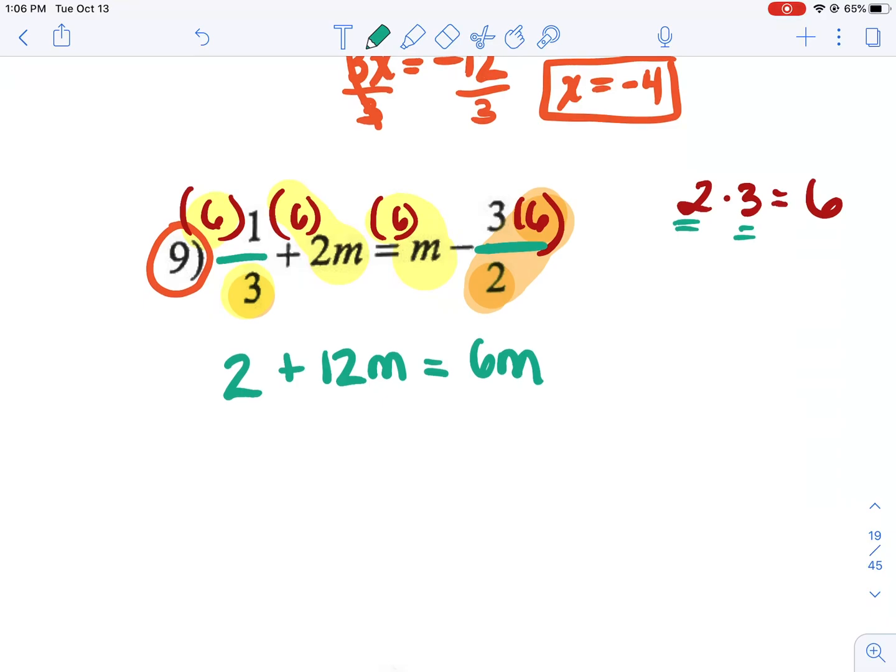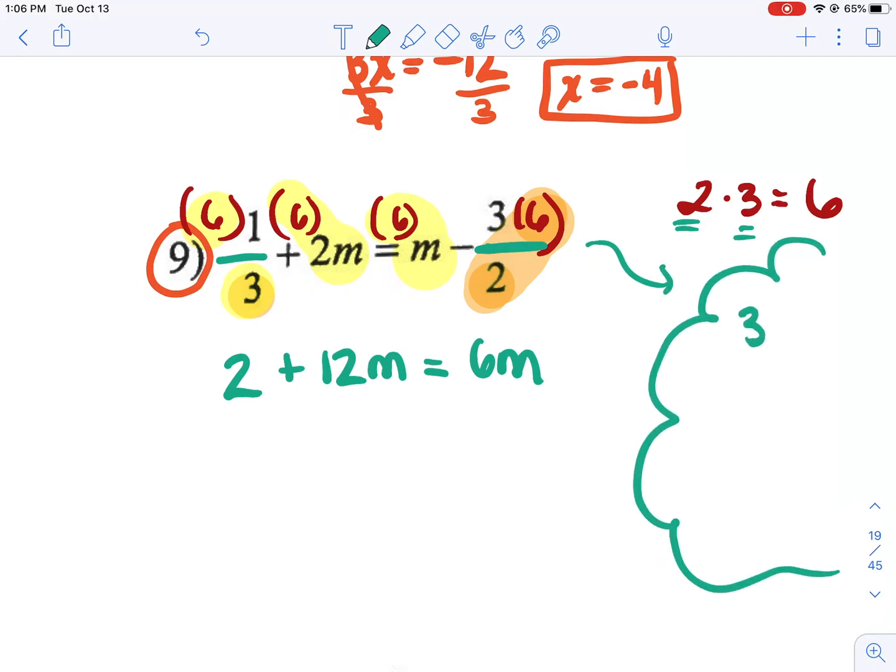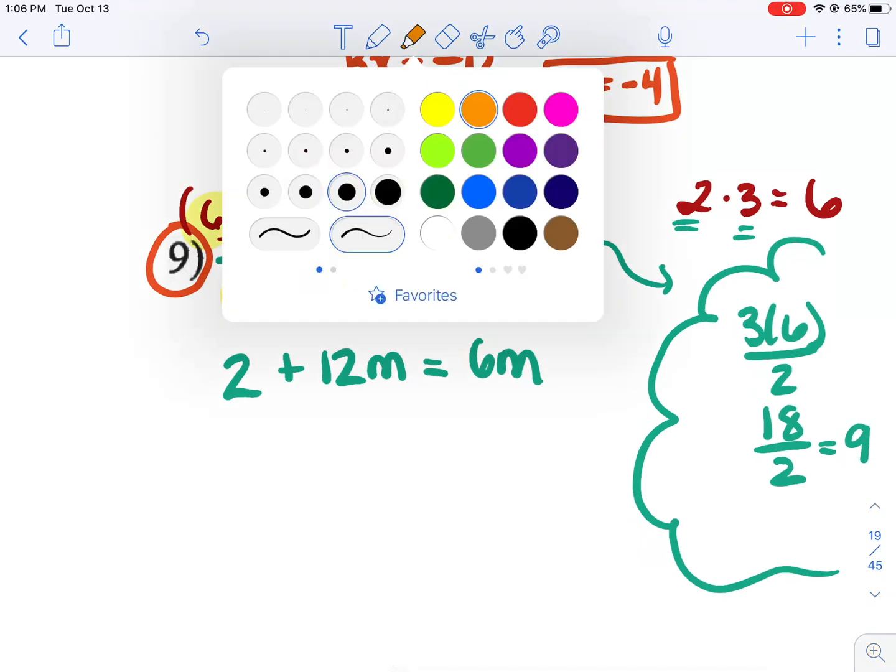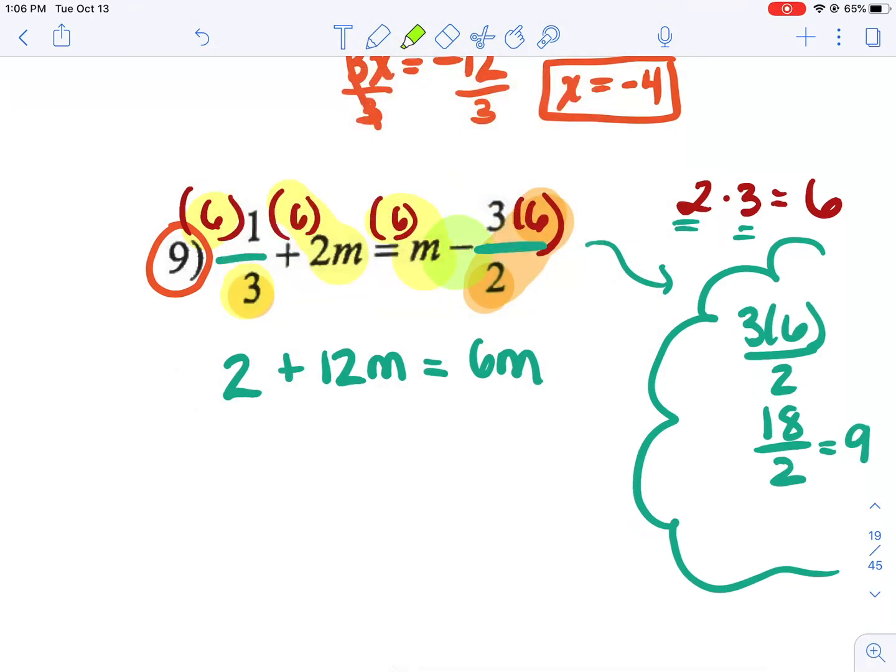3 times 6 is 18. Right, so here I'll do a little cloud. We're up in the clouds. 3 times 6 divided by 2. 3 times 6 is 18. 18 divided by 2 would leave us with 9. Oh, and just be careful here, my wonderful students. This is a minus sign, so it should be minus 9.